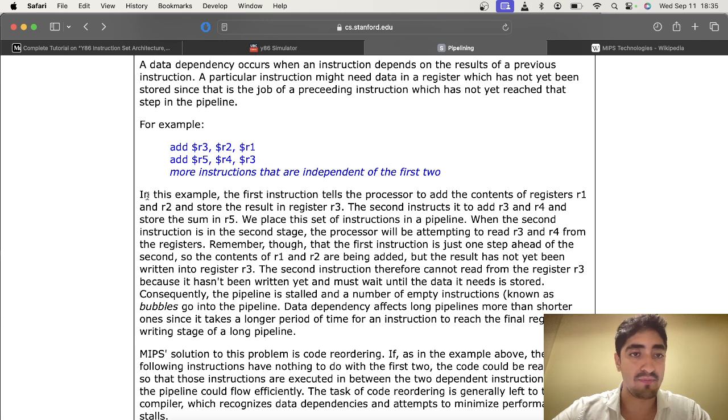For example, consider these instructions, with more instructions that are independent of the first two. In this example, the first instruction tells the processor to add the contents of register R1 and R2 and store the value in register R3. The second instructs it to add R3 and R4 and store the sum in R5.